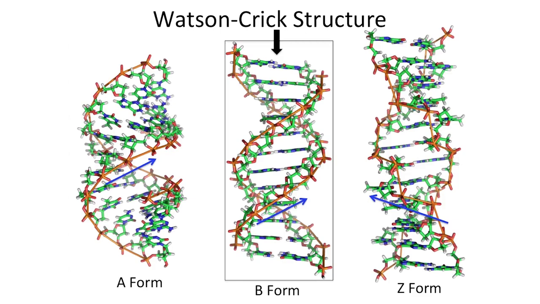B-form is the primary form found in cells, but Z-form can also be found in cells, and its formation is favored by certain sequences of bases. We'll focus on the B-form because it's the majority of DNA in cells.